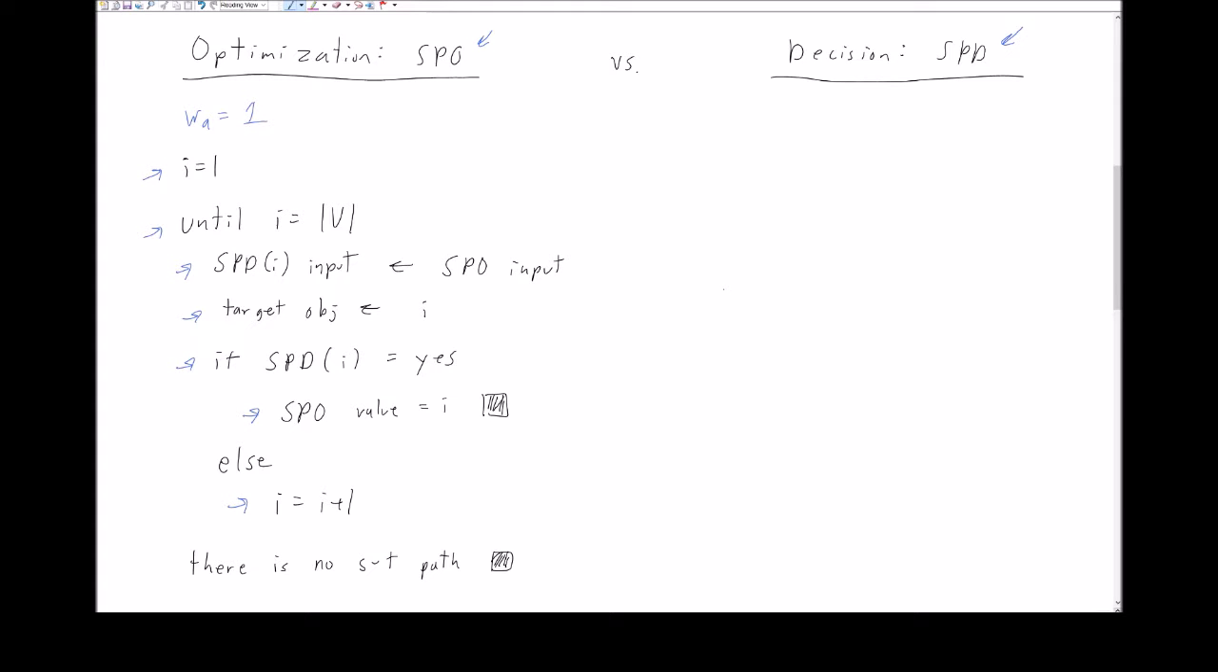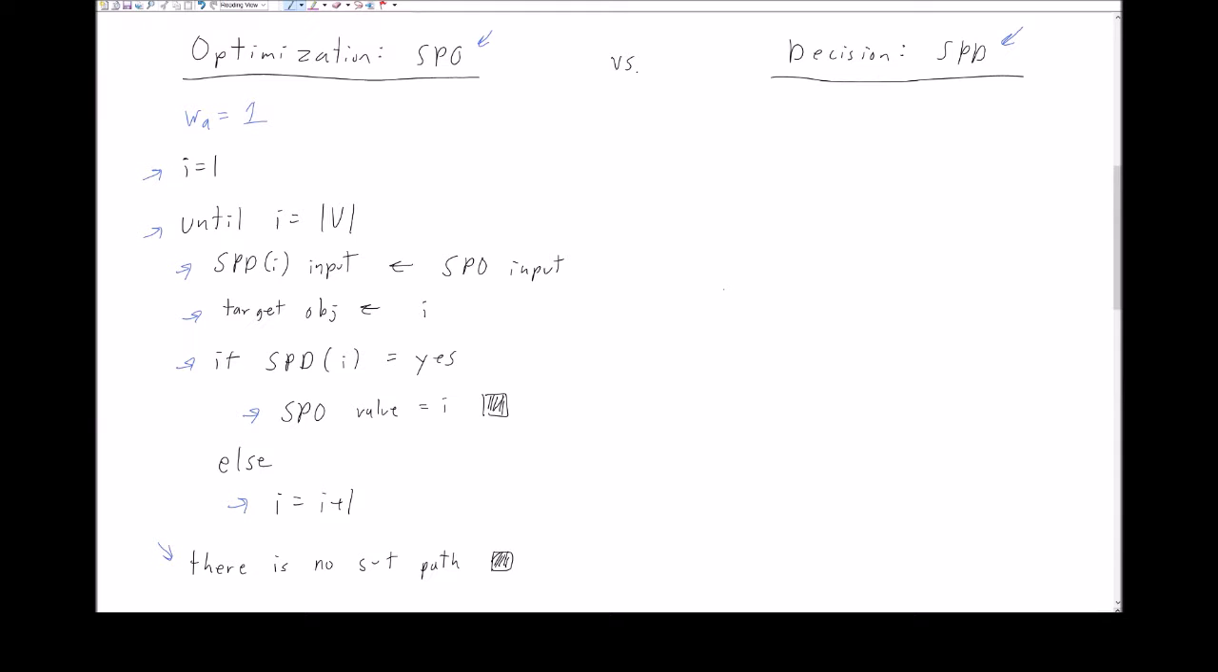If we've reached the number of vertices, and our decision problem still says that there's no ST path of length less than I, we know that there's no ST path, because when all of the weights are 1, the longest our shortest path can possibly be is n, going through every node exactly once. So there has to be no ST path.